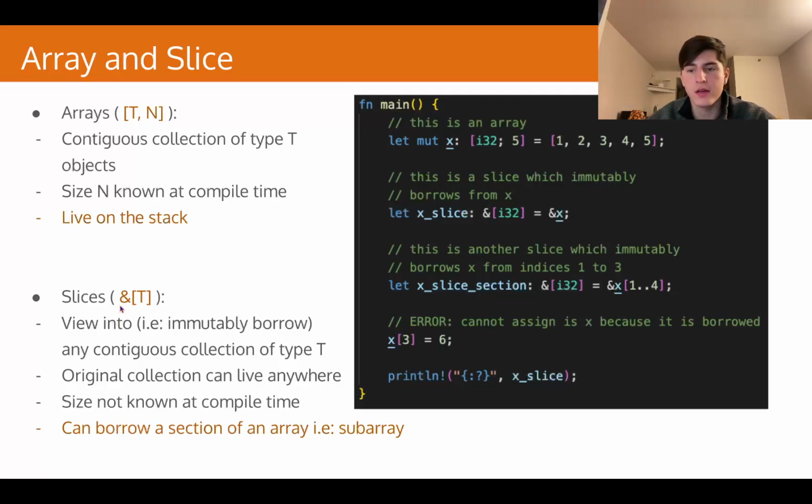A slice, denoted &[T], is a view into an array, or a contiguous collection like an array. This view is an immutable borrow, which is why it is denoted by ampersand. The original collection can be anywhere. It can be on the stack or it can be on the heap. And the size does not have to be known at compile time. You just have to reference a collection here.